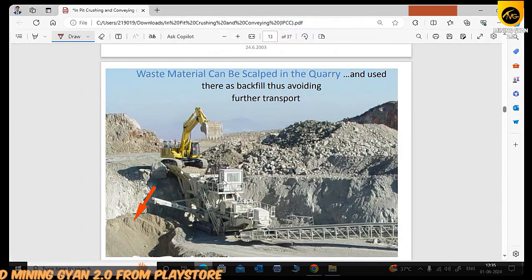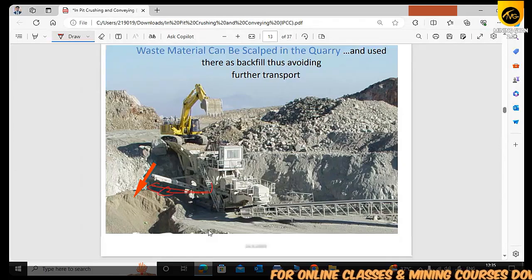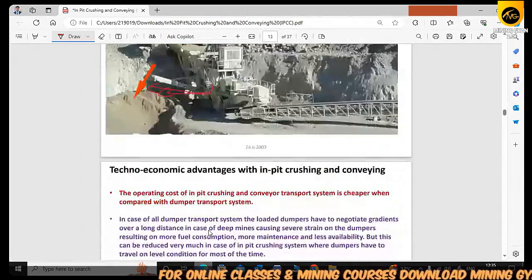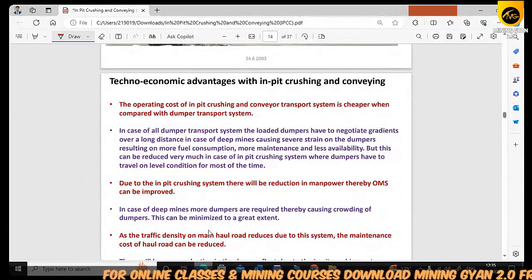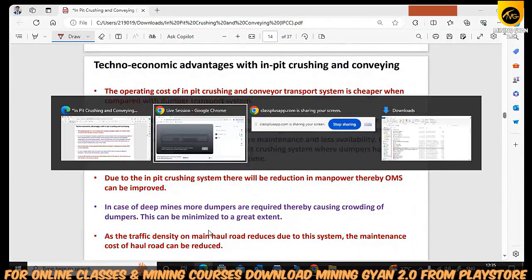Whatever the waste material is, it can be dumped at the side, as there is a side bypass conveyor. If any dirty material or gangue material is coming, you just bypass this conveyor, and it will be routed through to the side dumping. It is also an advantage that at the side we can reclaim the waste material. The important parameter is the techno-economical advantage of the in-pit crushing conveying systems.